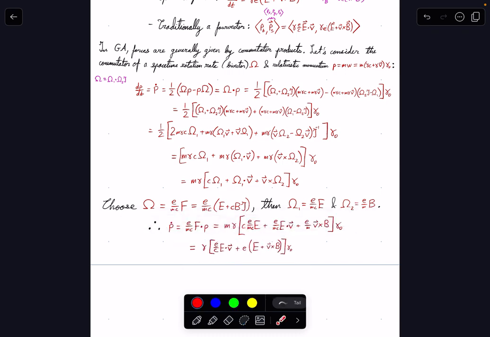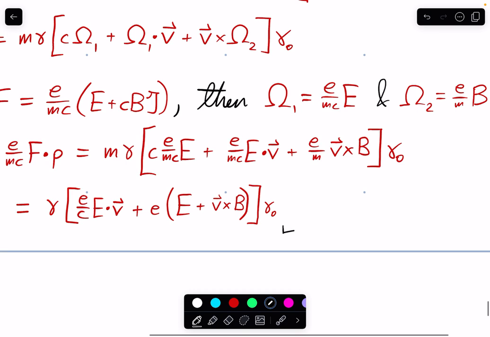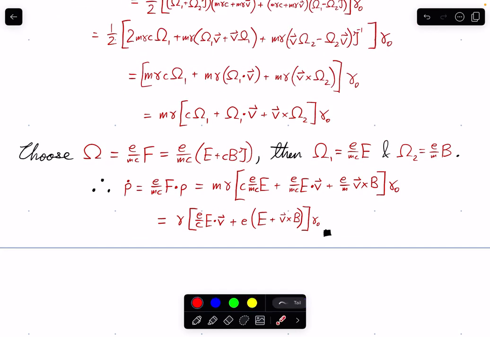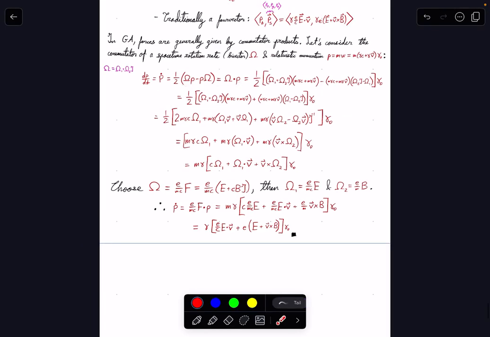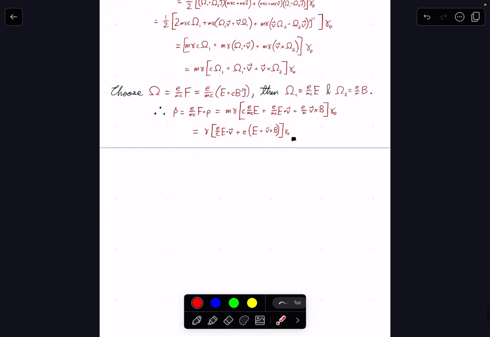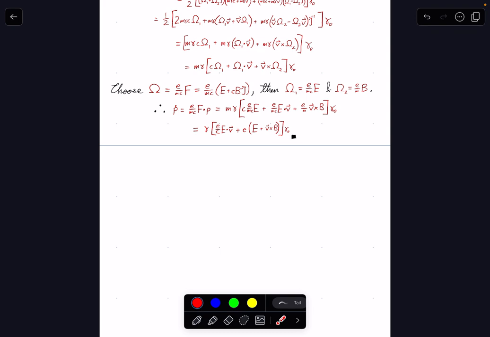So the rate of change given by the commutator product here, when you have the correct field, will give this, which is the Lorentz force law. So we could have also done something else to derive it.